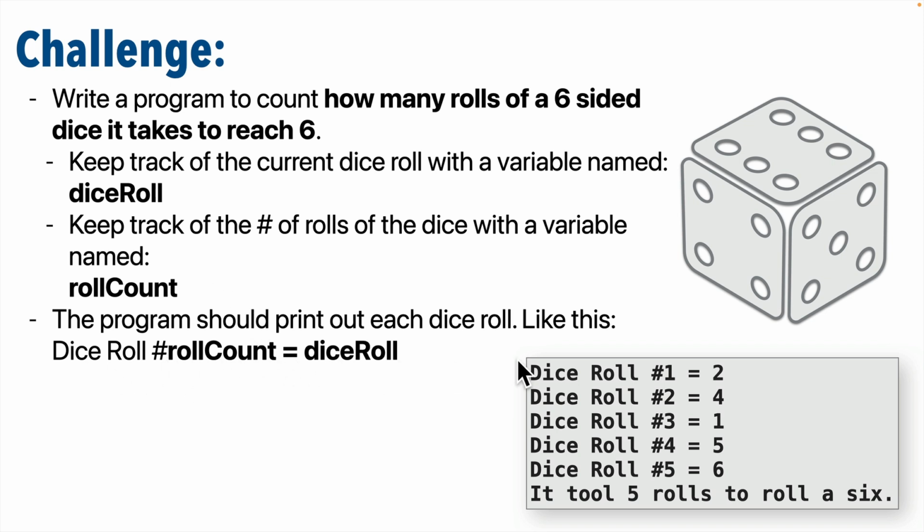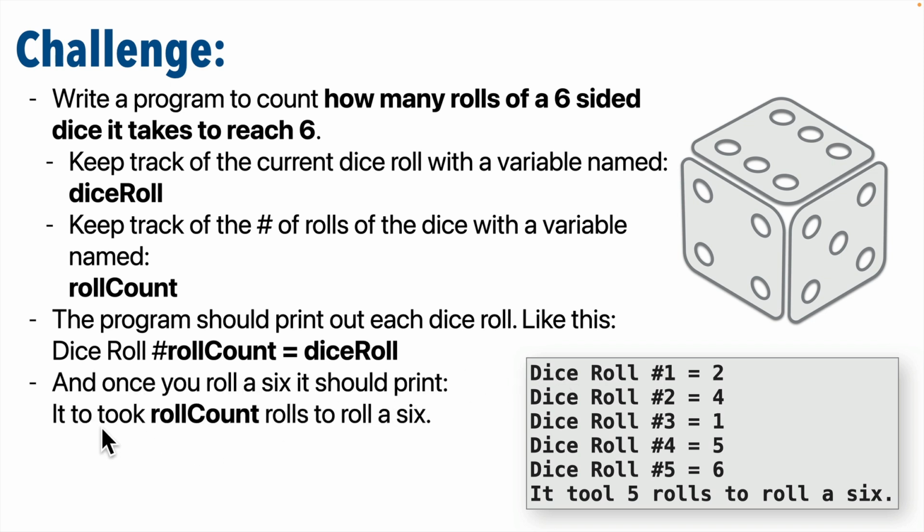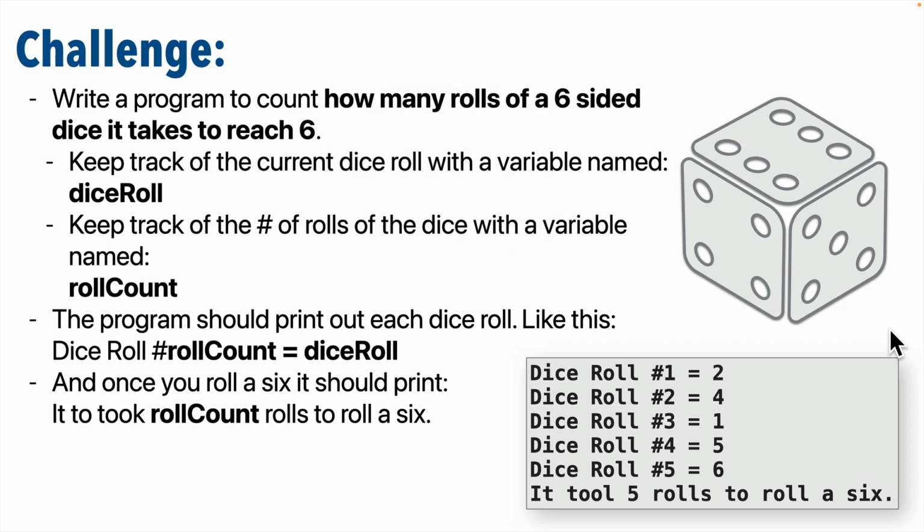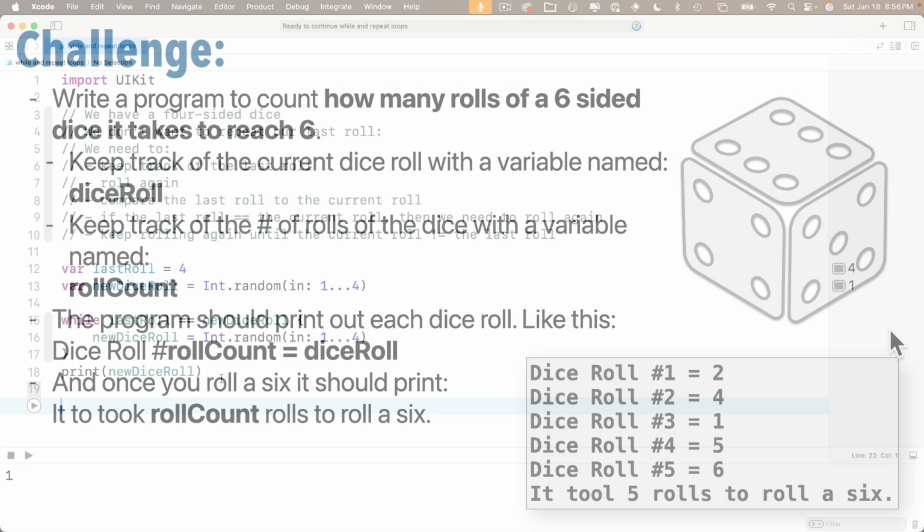Dice roll number, rollCount equals diceRoll. And once a 6 is rolled, your program should print, it took rollCount rolls to roll a 6. And this little box in the lower right is an example of what the output might look like when your code runs. I know you can do it. Pause. Give it a shot. Try your best. And when you're ready, resume, and let's compare answers.